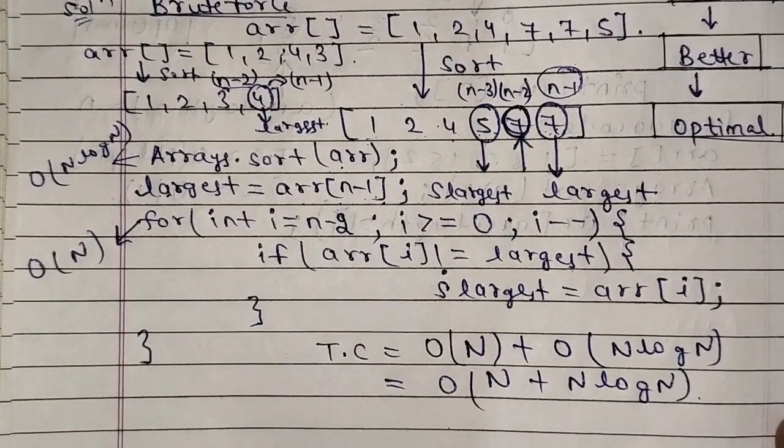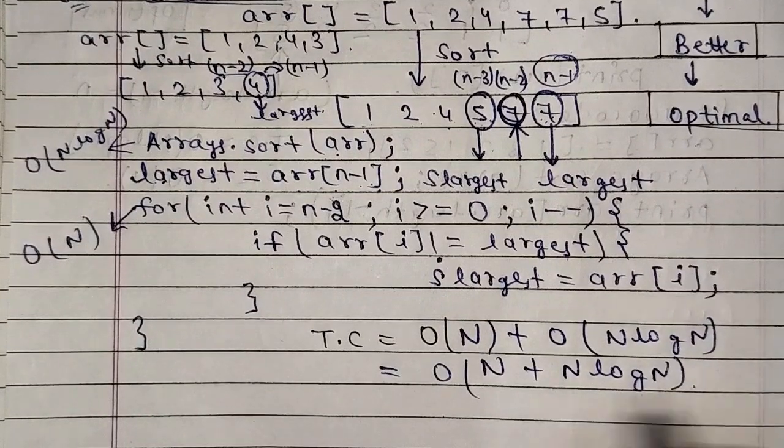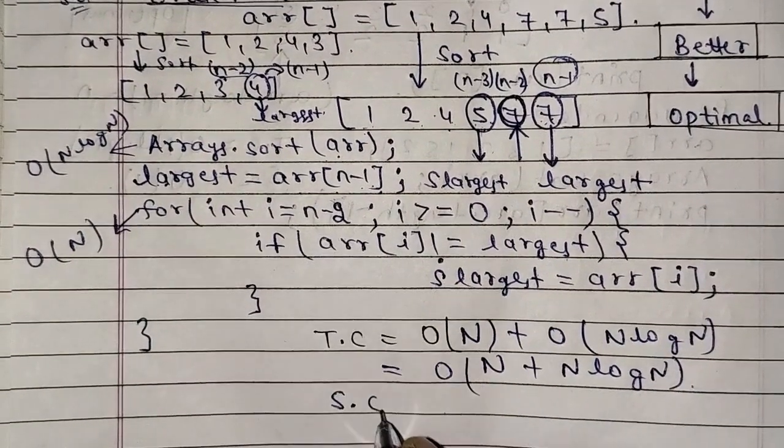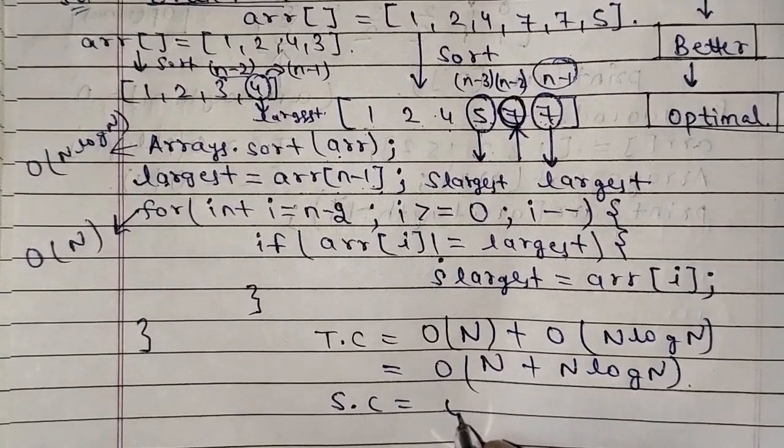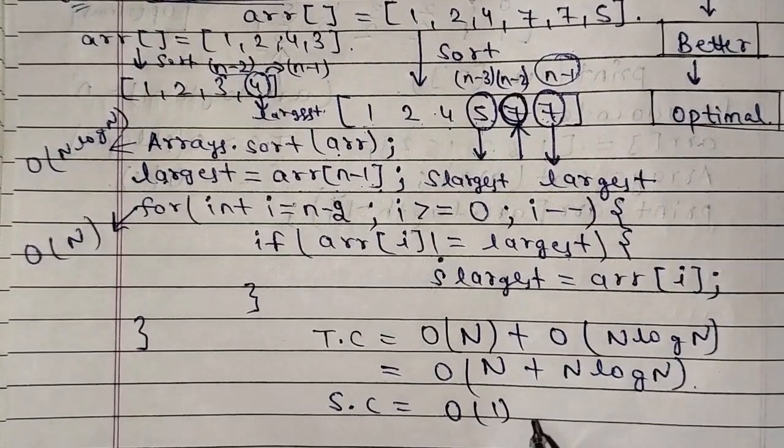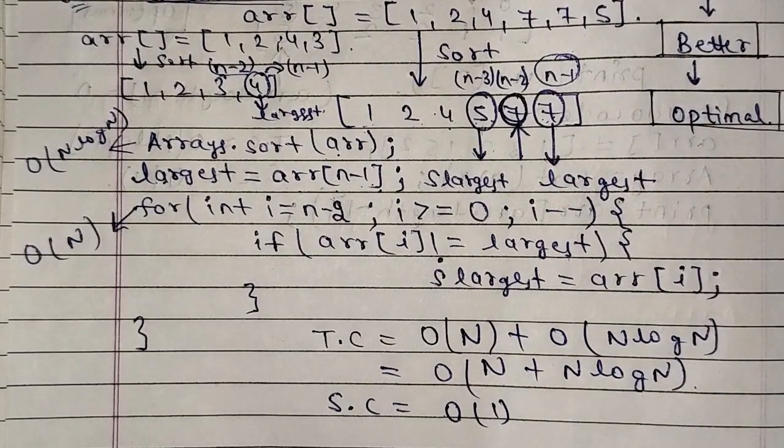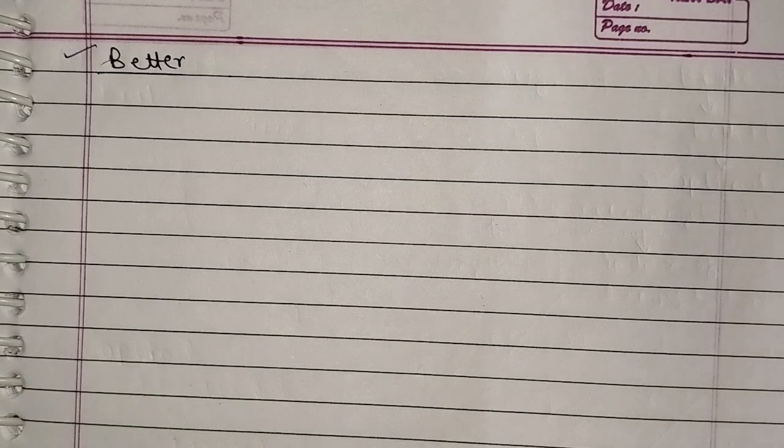So this is the final time complexity for this particular brute force approach, and the space complexity becomes big O of 1, because we are not using any extra space to store any element. Now we have to move on to a better approach, because the time complexity big O of n plus n log n is not the best, so we have to optimize our solution.